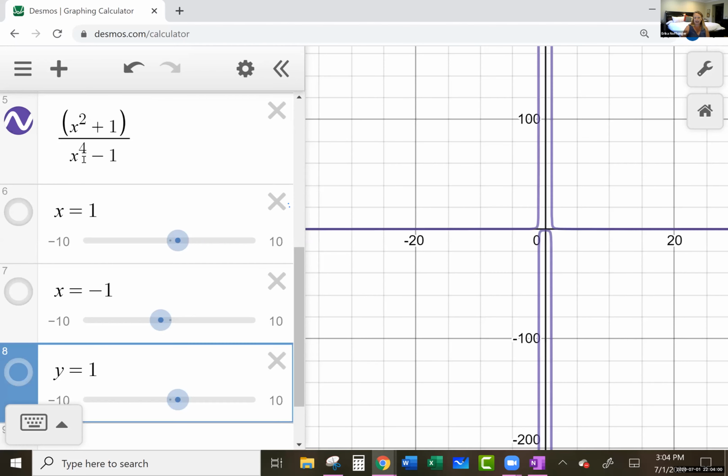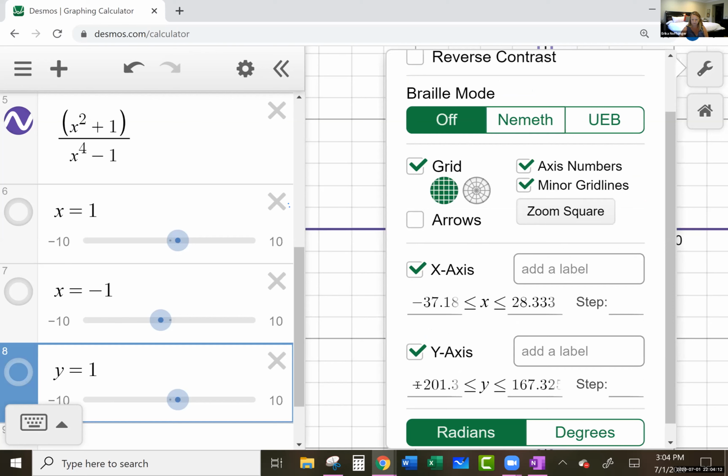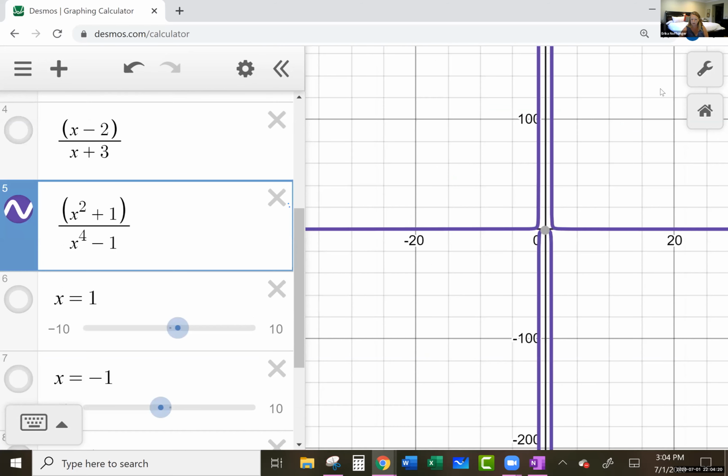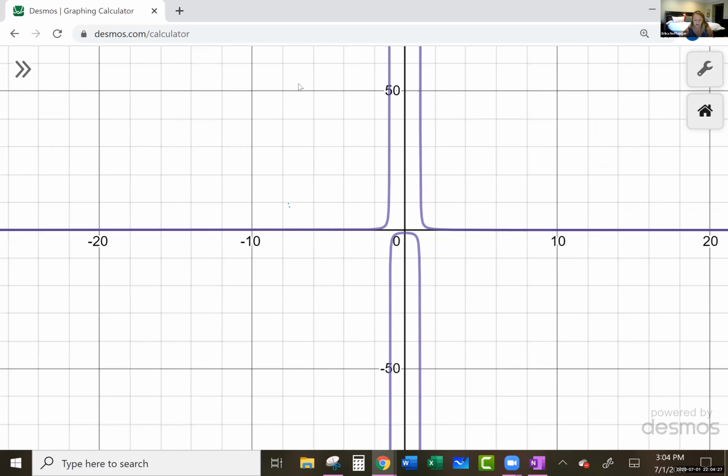We found that it had vertical asymptotes. Let me change this a little bit so we can see a better representation. Let me see if I can do it this way. Okay, that looks better.